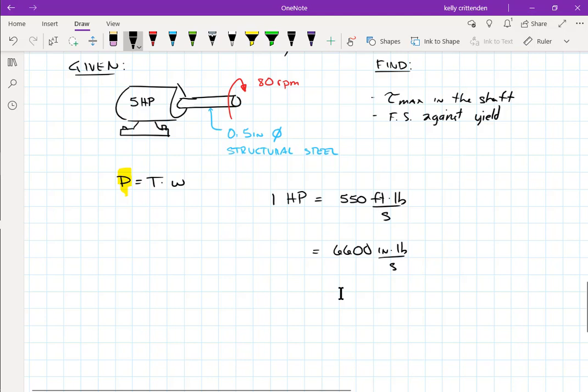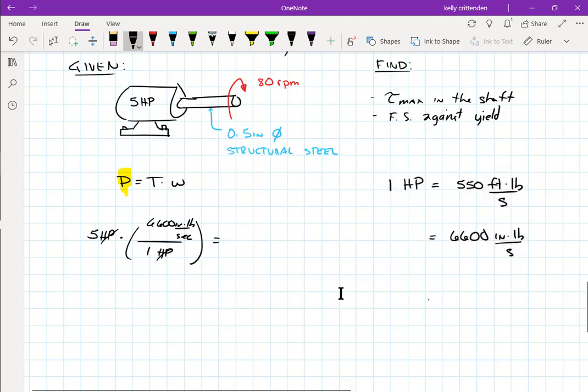You just have to memorize how to get a horsepower into inch-pounds per second. All right, so if I have 5 horsepower times 1 horsepower, which is 6,600 inch-pounds per second, that will get me to 33,000 inch-pounds per second. So let's move that over. Equals torque. We don't know the torque, but it told us the speed, so we can use this equation to calculate the amount of torque.